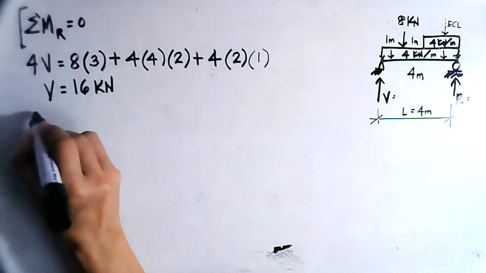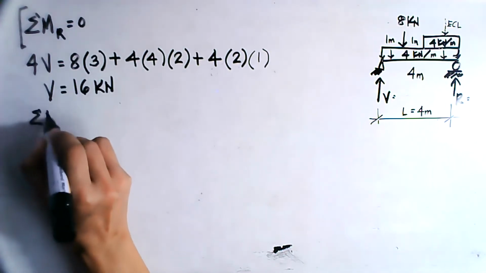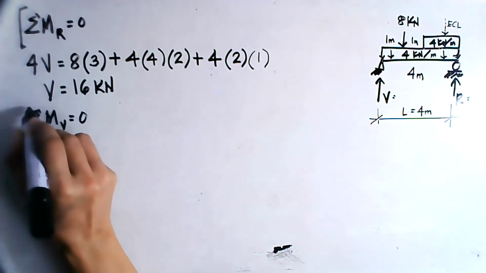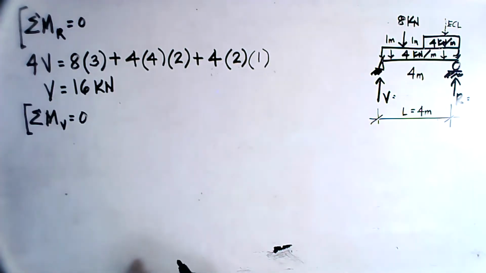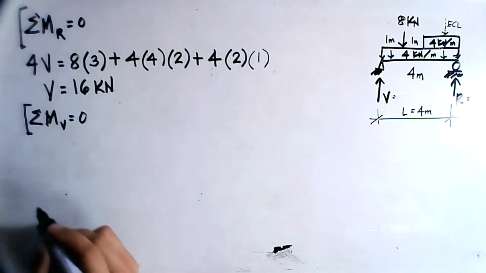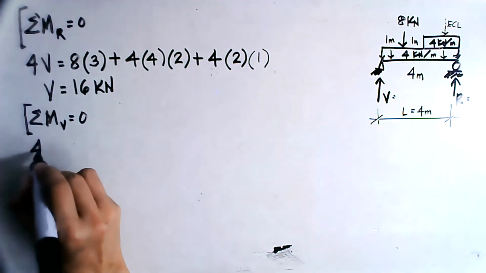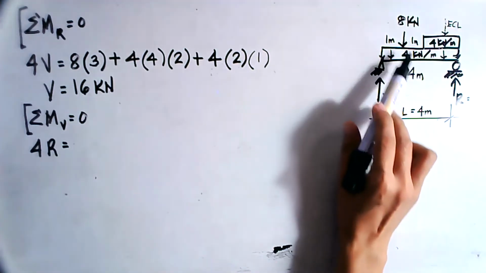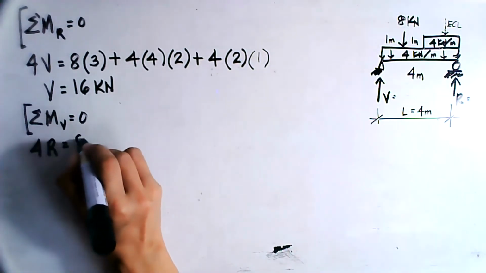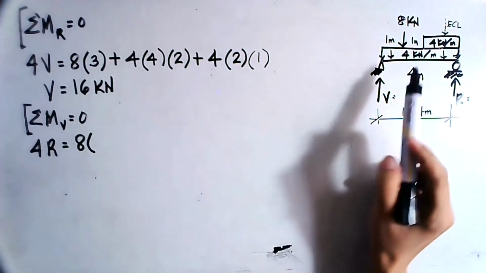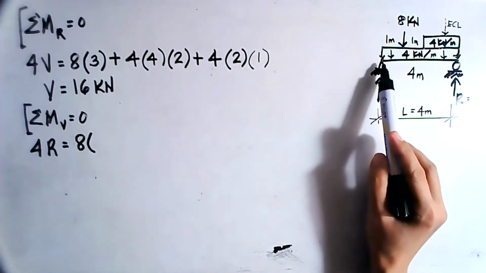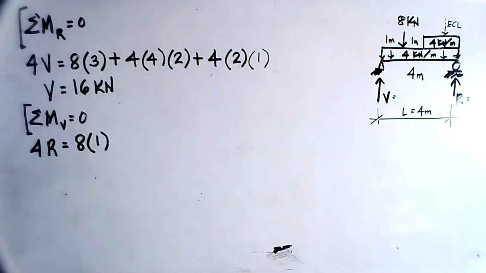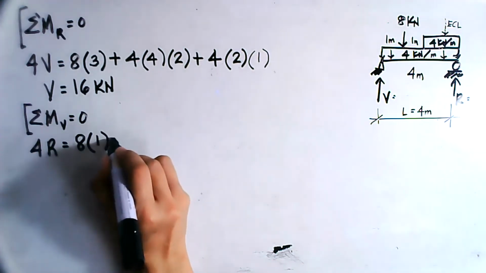And now we shall take summation moment at V is equal to 0. Taking summation moment at V is equal to 0, we will have 4 times R is equal to... Again, we have 8 kilonewton here, but this time the perpendicular distance from the hinge support is only 1 meter. So you're going to multiply it by 1 meter.